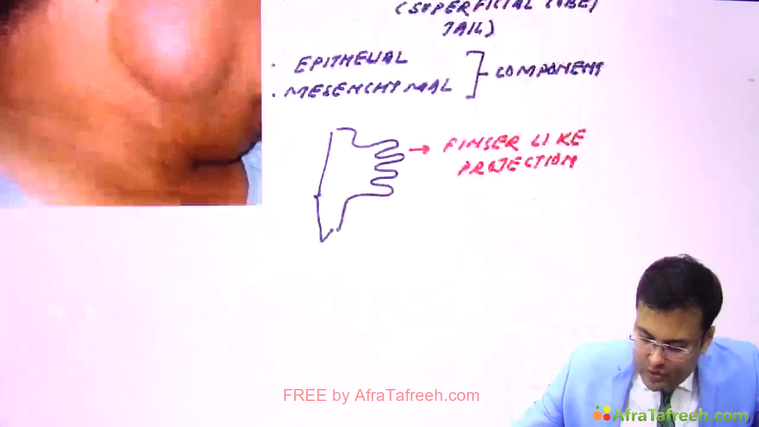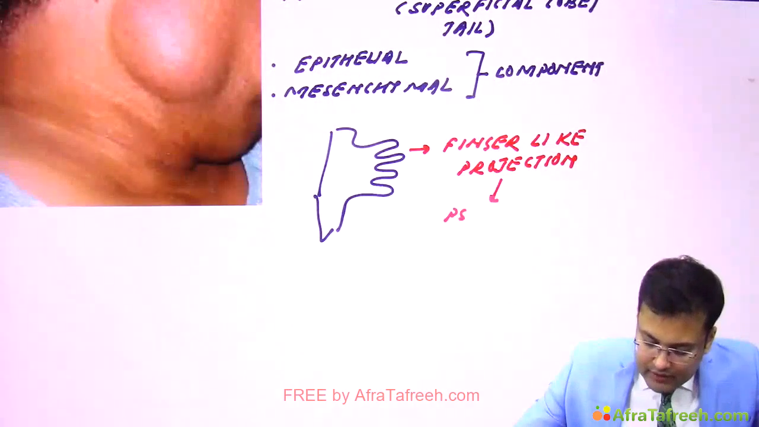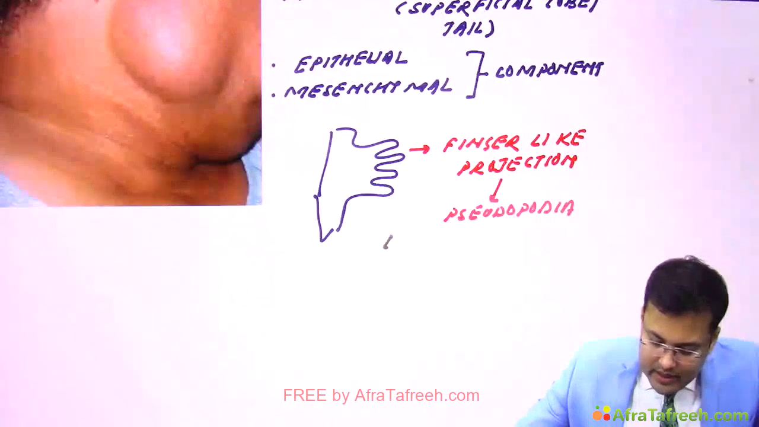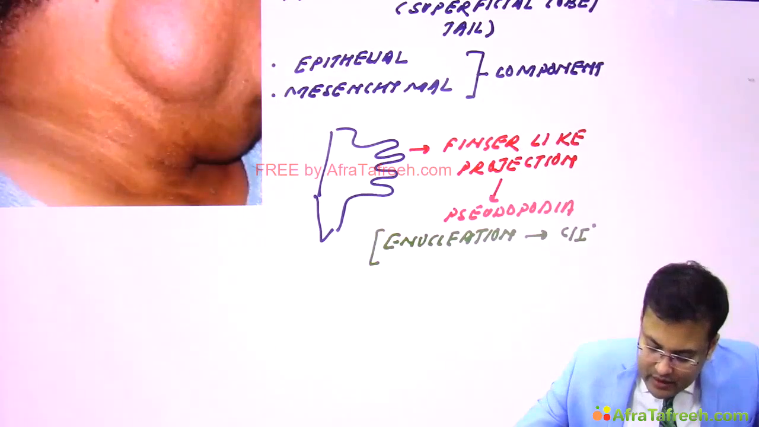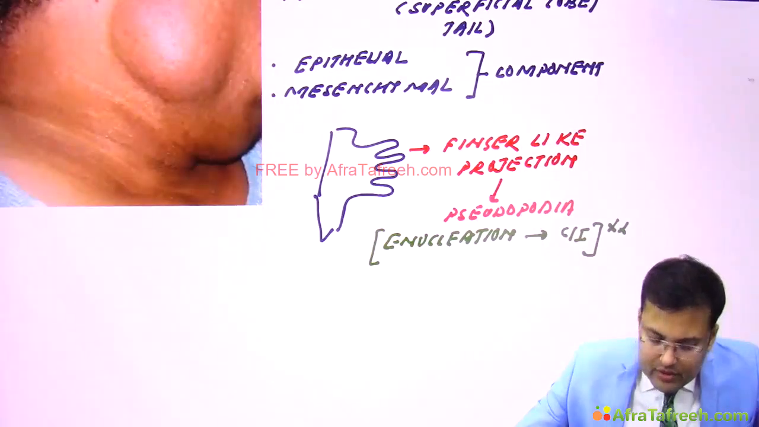So this is pseudopodia-like growth, and because of this pseudopodia-like growth, what is contraindicated here? Enucleation is contraindicated. Why? Because if we go for enucleation, what happens? It can lead to recurrence. So this enucleation is contraindicated.